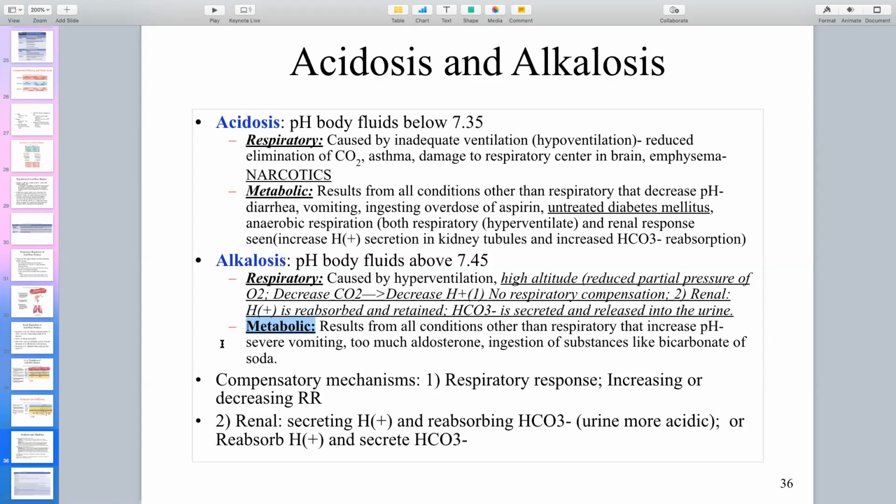Next, metabolic alkalosis. This one's really rare. Metabolic alkalosis is incredibly rare. Usually, most commonly the people that get this are cancer patients on chemotherapy.